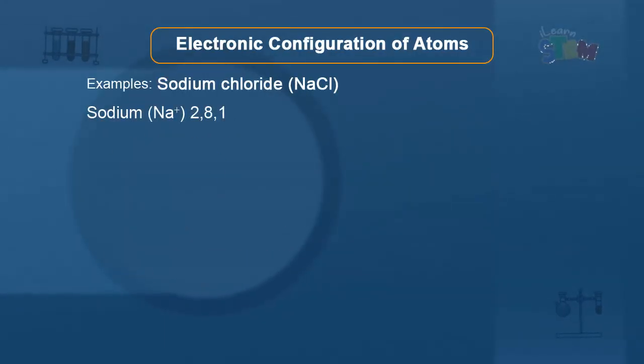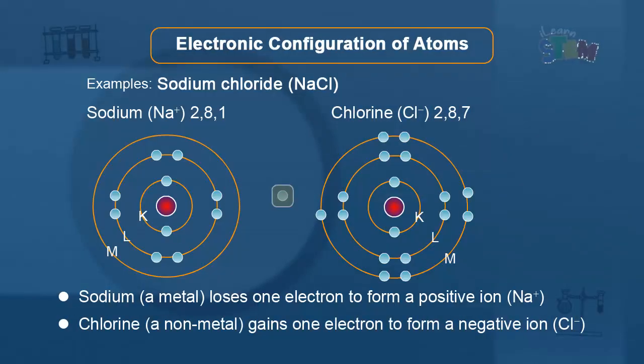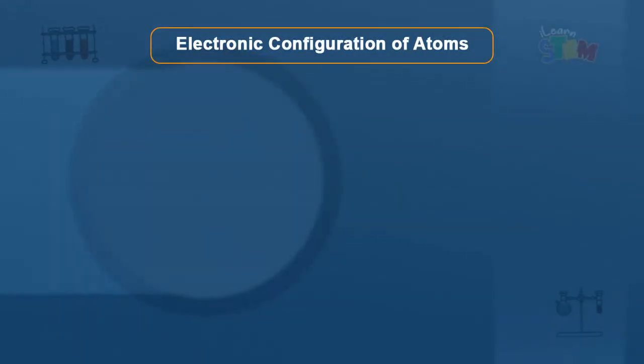For example, sodium, which is a metal, loses 1 electron to become a positive ion, while chlorine, a non-metal, gains 1 electron to become a negative ion, and the attraction between these opposite ions forms an electrovalent bond. You're making progress, keep it up.